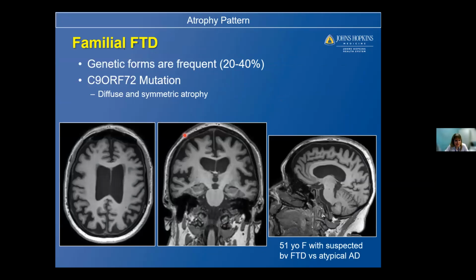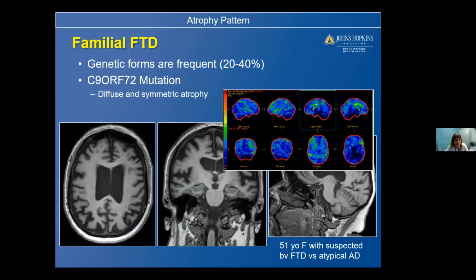This is, for example, a 51-year-old female patient that came in with clinical suspicion for behavioral variant FTD versus atypical Alzheimer's disease. And this patient had a family history of dementia. And we see this diffuse, relatively symmetric brain atrophy on MRI involving the frontal, parietal, and to a lesser extent, the temporal lobes. We also had for this patient a PET CT that showed some patchy hypometabolism in the left more than right frontal and anterior temporal lobes, resembling the FTD pattern.